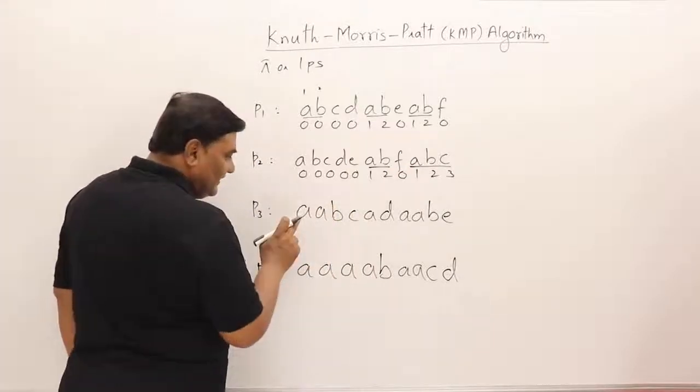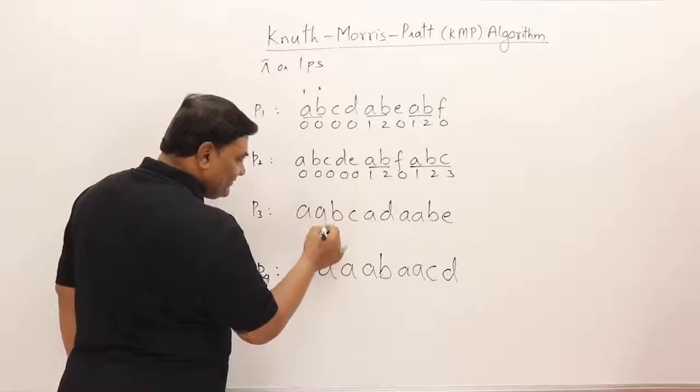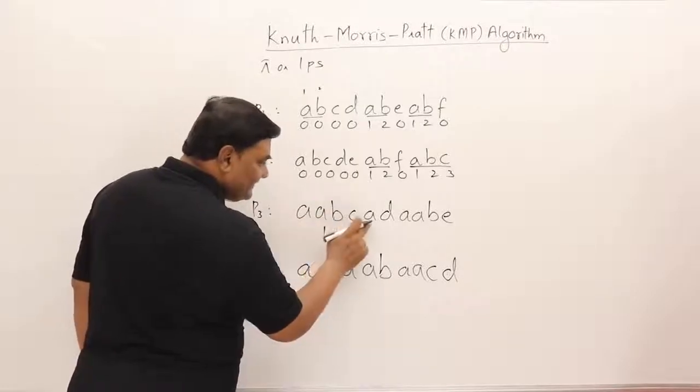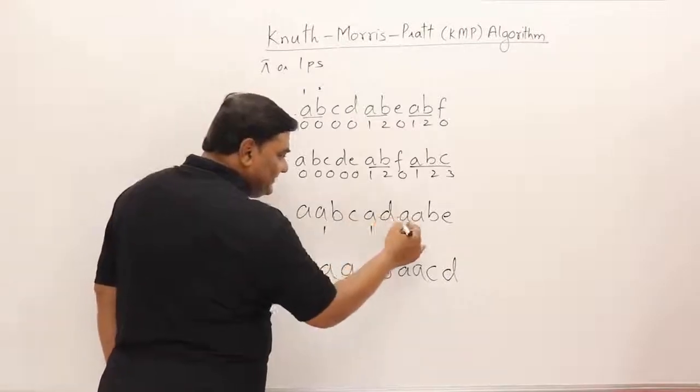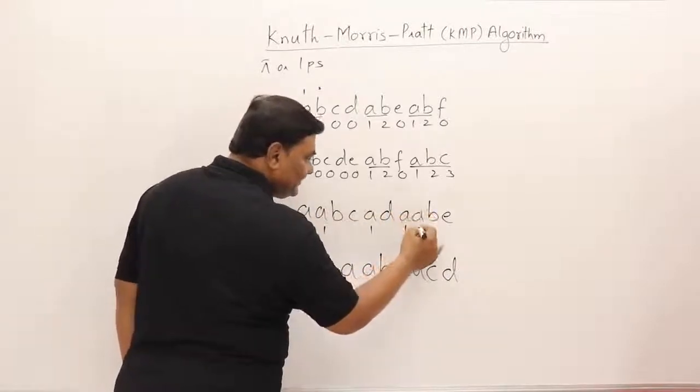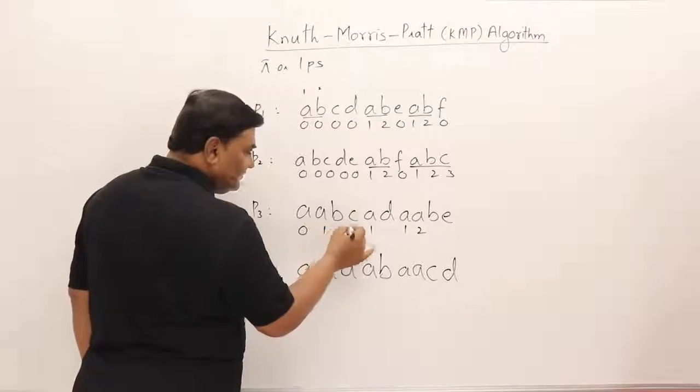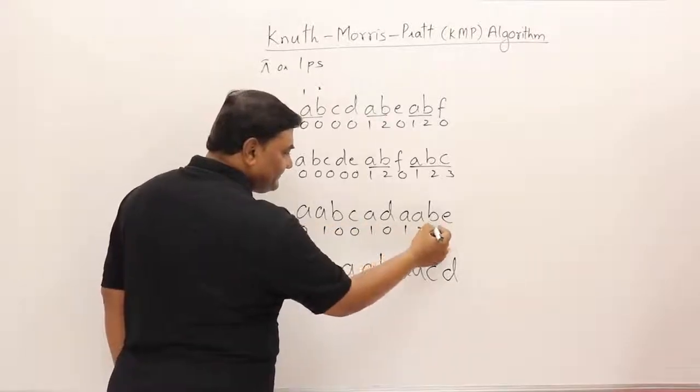Now let us check. A, is it appearing anywhere? Here itself. So mark 1. A, is it appearing? Yes, it's appearing. The next alphabet? No, it's not same. A is appearing here. The next alphabet also matching, 2. Then rest all of them are zeros.